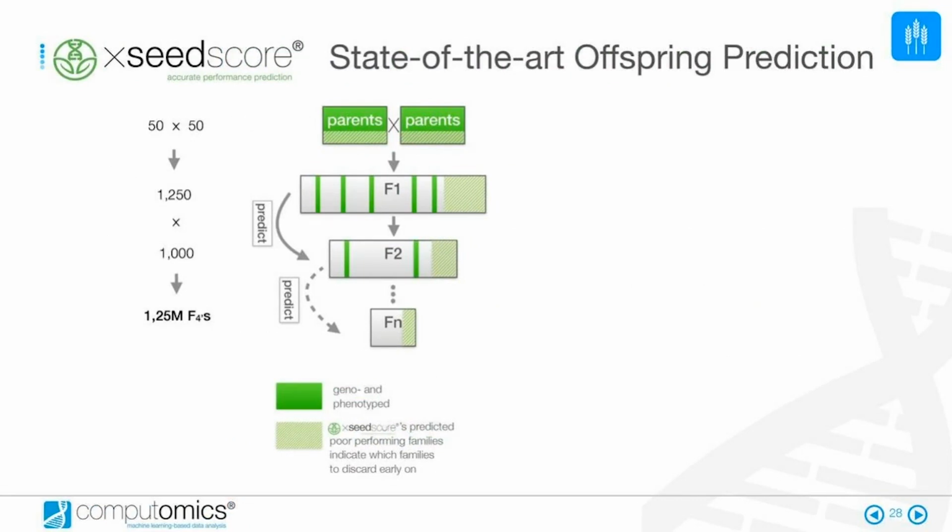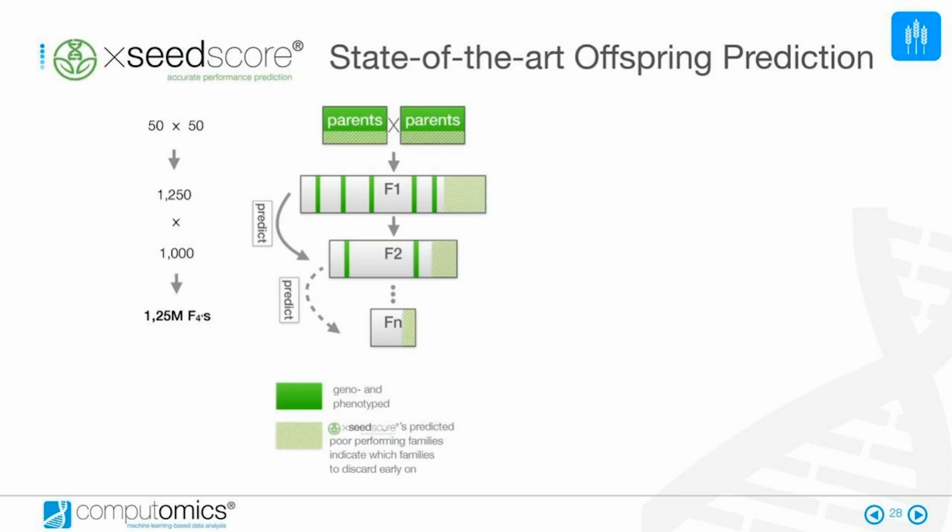Every breeder is limited by field space and can test only a couple of parental crosses. So as we do in a hybrid breeding program, we perform large-scale offspring simulation. In this toy example, we'll start with a 50 by 50 cross and have simulated over 1.25 million offspring in the 4th generation. By looking at the performance of thousands of offspring per cross, we get a very good assessment of the cross's potential to produce superior offspring.